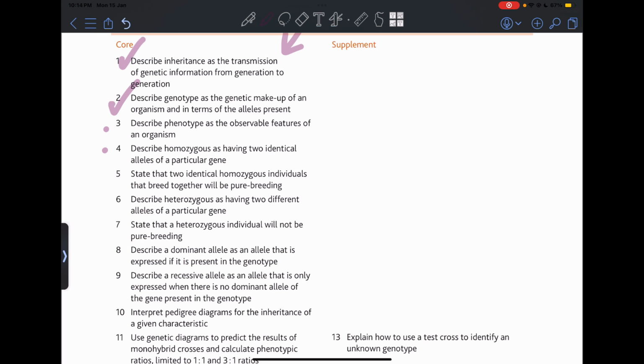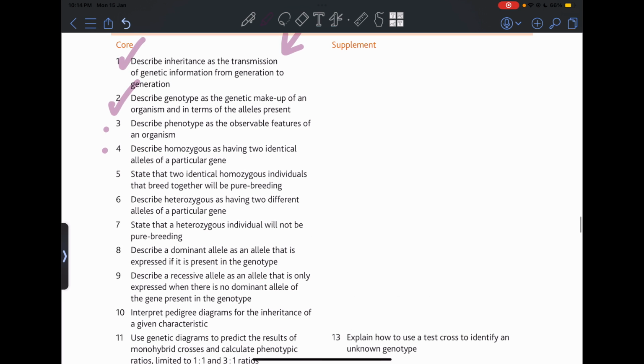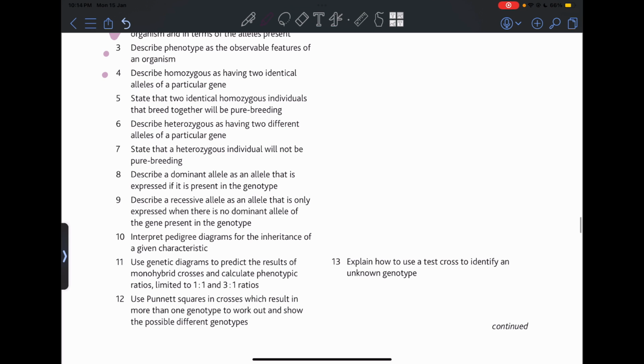Describe homozygous as having 2 identical alleles of a particular gene, and state that 2 identical homozygous individuals that breed together will be pure breeding. And describe heterozygous as having 2 different alleles of a particular gene. So all of these are actually keywords.